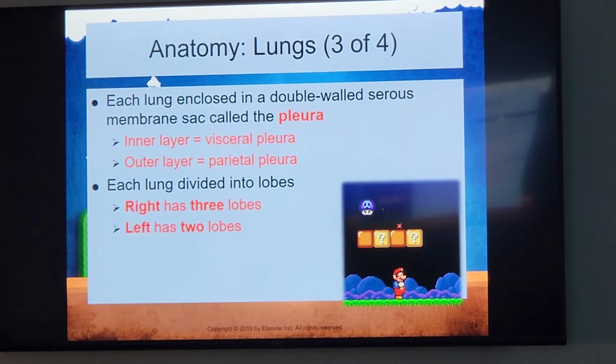So, each of the lungs is enclosed in a double-walled serous membrane sac called the pleura. And the inner layer is called the visceral pleura, and the outer layer is the parietal pleura. So each of the lungs has its own sac with 2 layers. Inner layer is visceral, outer layer is parietal. The right lung has 3 lobes, very important, star, and the left only has 2.